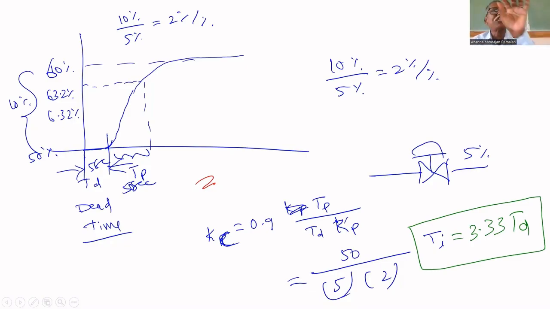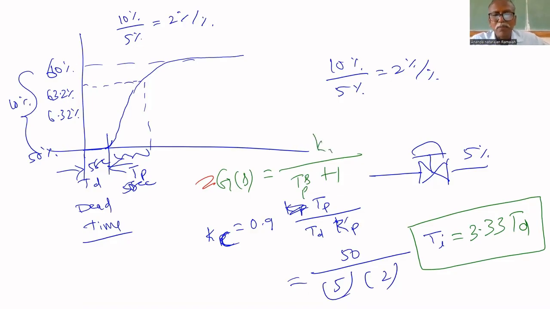This process is called tuning, tuning the controller. Finding TP, TD, KP is called modeling. Because if you know all this, I can write the transfer function. G of S equals KP in the numerator, over TPS plus 1. Where do I write TD? Dead time can be written like this, e to the power minus TDS. This is the mathematical model of the process. That's why it is called modeling of the process.